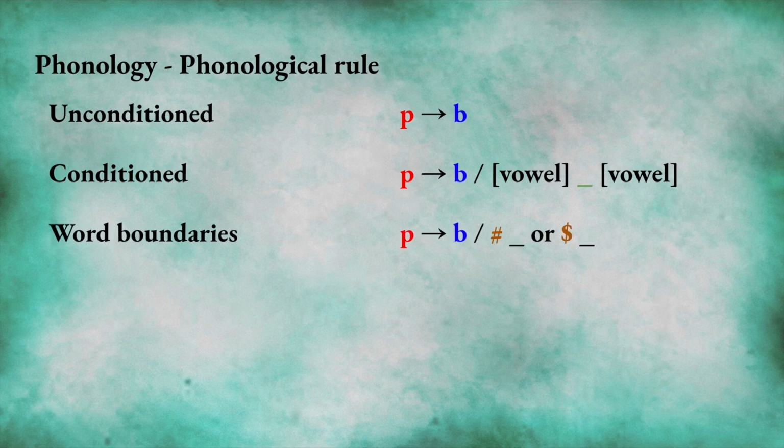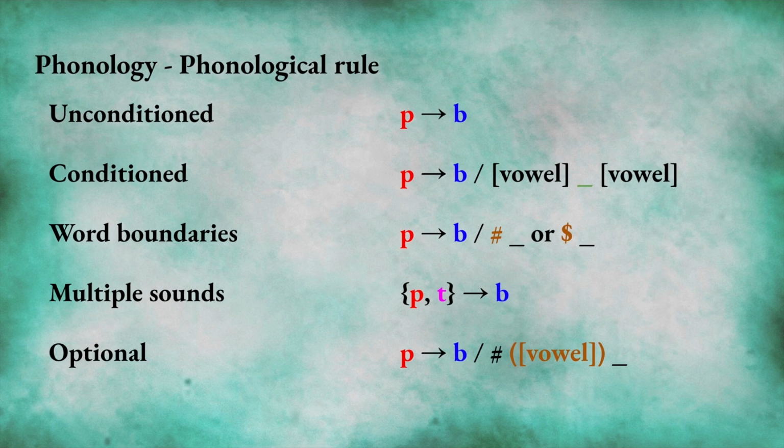We also have special markers for word boundaries, represented by hash or dollar symbols, so that here p becomes b after a word boundary, as well as curly brackets to demonstrate that multiple sounds, p and t, will change into b. Optional environments are included in normal brackets, such that p becomes b at the start of a word even if there's a vowel in front of it, and exceptions to the rule are specified after a double forward slash, such that p becomes b at the start of a word unless there's a consonant which follows it. I appreciate this is a lot to absorb, so please do refer to the slide if any of the later shorthand in this video proves confusing.